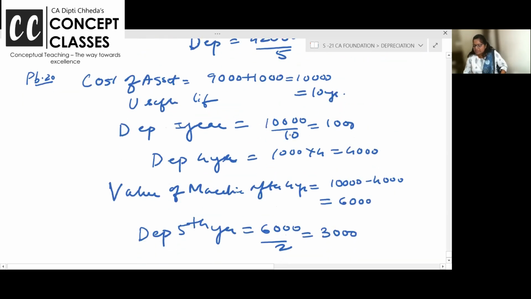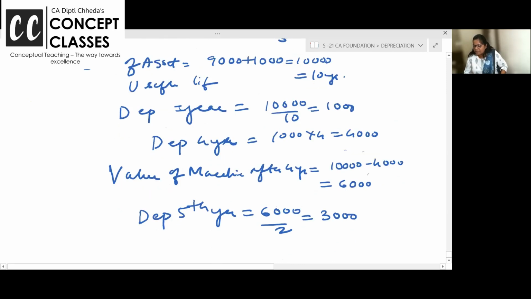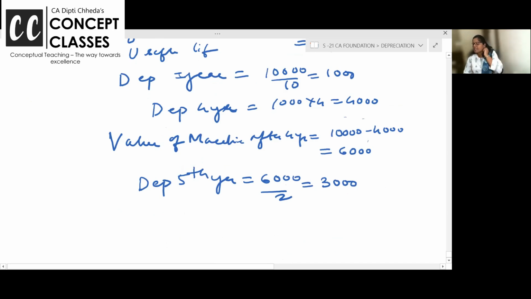Original cost was 10,000, depreciated 1,000 for 4 years. Value is 6,000. Now 6 years are not remaining. They said the estimated useful life remaining after the 4 years is only 2 more years. So divide by 2: 5th year 3,000, 6th year 3,000, and finish it. Okay? Right, I hope now you are clear with the 2 concepts.